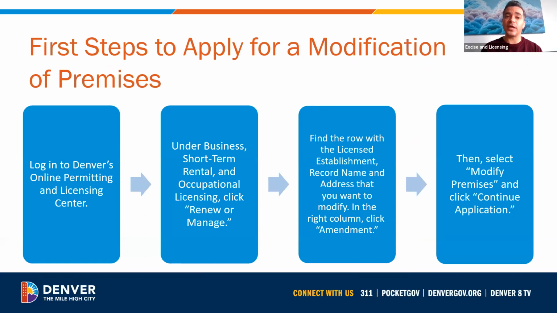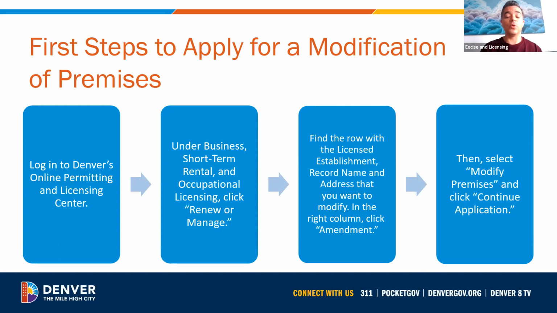All right. The first steps to apply for a modification of premises, I'm going to walk us through this in just a few minutes in a demonstration. We are going to log in to Denver's online permitting and licensing center. Then under business, short-term rental and occupational licensing, we will click renew or manage. You find the row with the licensed establishment, record name and address that you want to modify. Then in the right column, you'll click Amendment. You'll select Modify Premises and then continue your application.